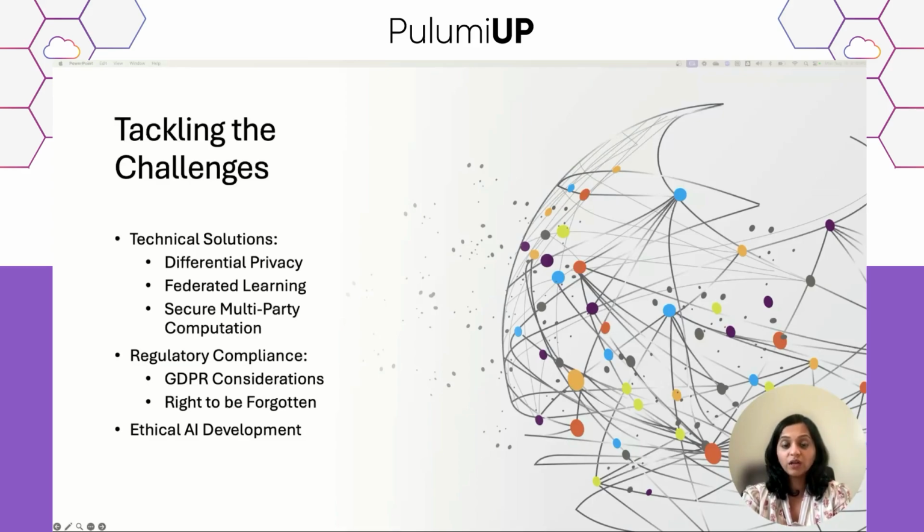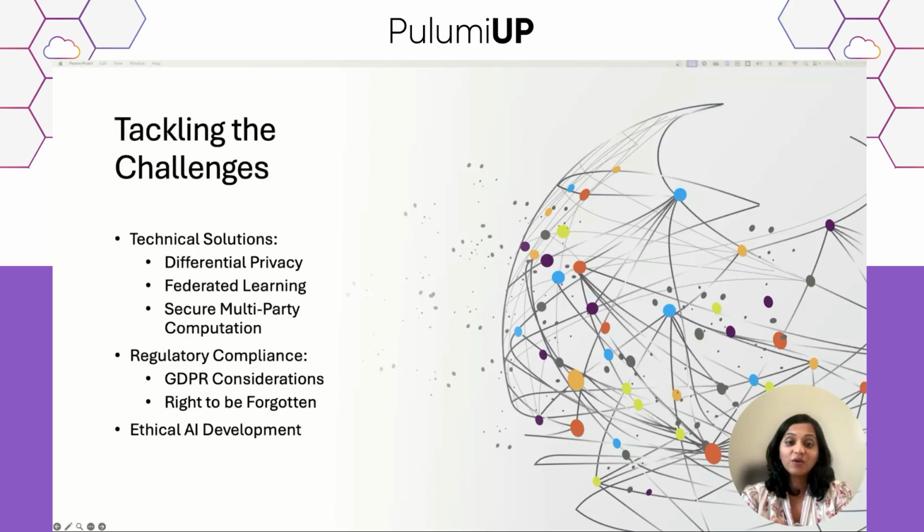We also need to navigate the regulatory landscape. The General Data Protection Regulation, or GDPR, in Europe sets strict standards for data protection. Companies deploying LLMs need to think carefully about how they are collecting, using, and storing data to stay compliant. One particularly tricky area is the right to be forgotten. How do you remove someone's data from a model that's been trained on millions of data points?